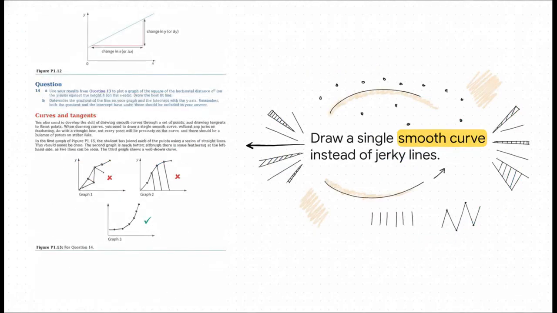When your data follows a curved trend, you must draw a single smooth curve. You should never just play connect the dots with straight, jerky lines between data points. The physical world moves smoothly, and your curve should definitely reflect that natural arc.